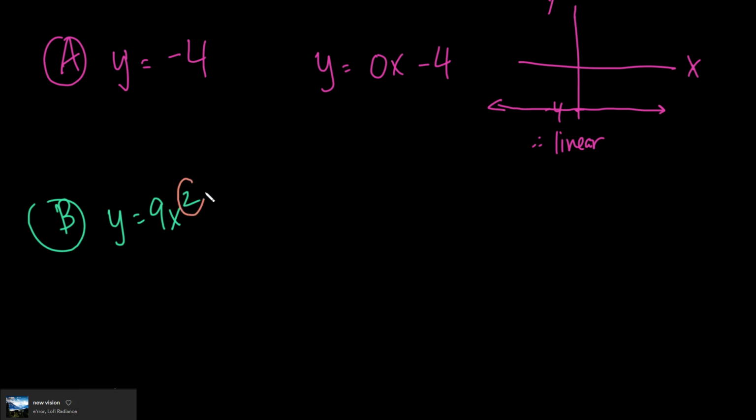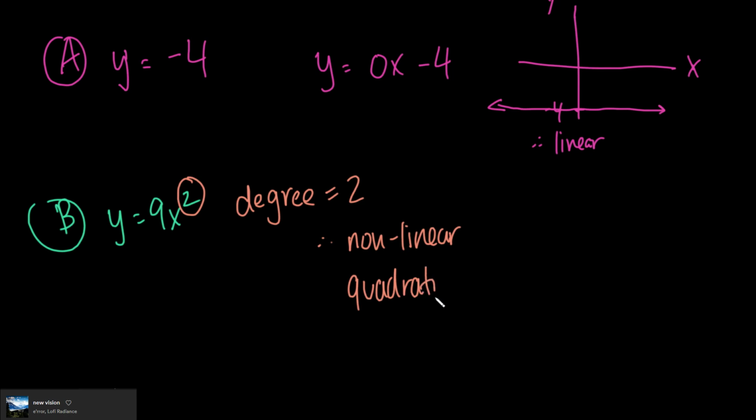I know the degree here is 2. If the degree of the polynomial is not 1, so it's 2, it cannot be a linear function. This is non-linear. This is actually a quadratic function, and that's what you learn in grade 10. If you were to graph it, you actually get some sort of parabola. So this is nonlinear, which means B is not an equation of a line.